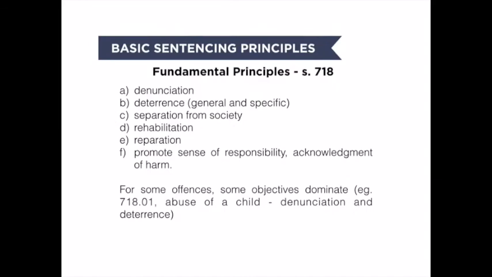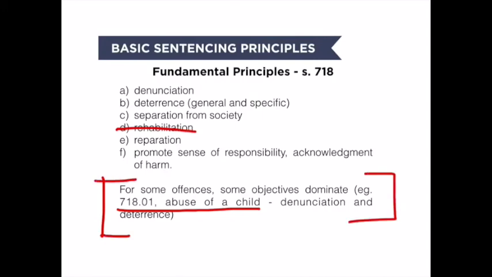I should add that on occasion, the criminal code takes away the ability to use certain of these principles. So 718.01, when a child is abused, you cannot say, well, we're going to rehabilitate the offender. No, no, no. These are the objectives that dominate, and the courts must respect Parliament's will with respect to these types of offending.